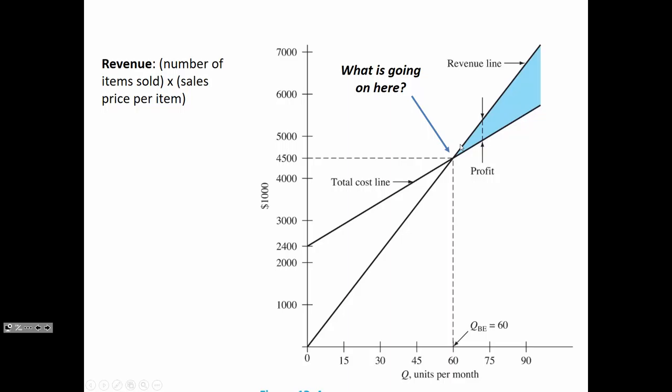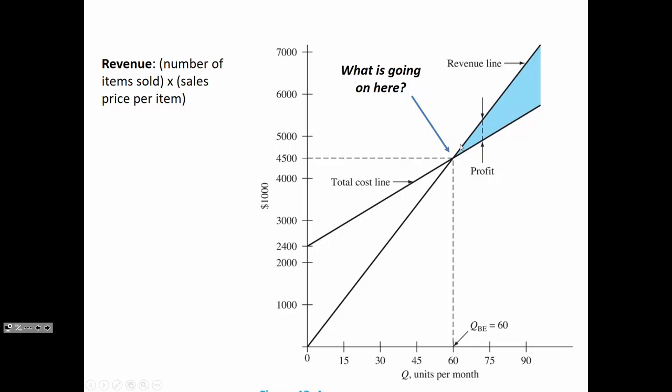So they're going to go out of business eventually. But if they can sell 60 or more, then they're past the break-even point and they're starting to make a profit. So that intersection line is really important. And in class on Wednesday, we're going to talk more about the theory of break-even, revenue, profit.